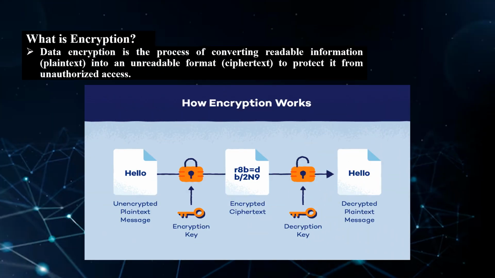Encryption. Encryption protects data by converting readable information into an unreadable form using a mathematical algorithm and a secret key. Only authorized users with the correct key can decrypt the data and read the original information, helping to keep data secure during storage and transmission.